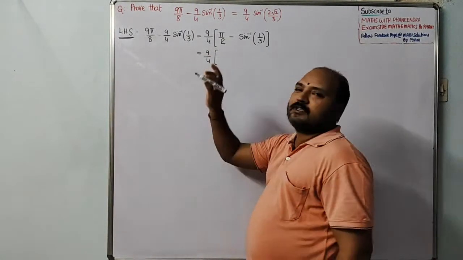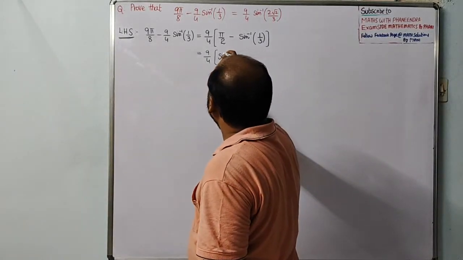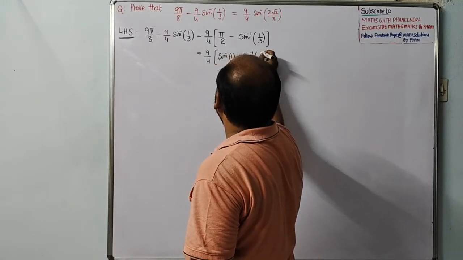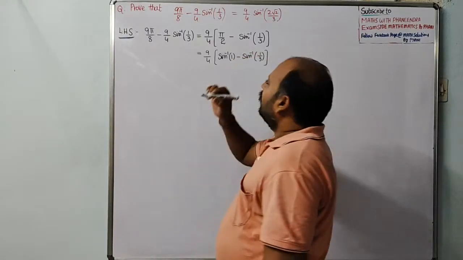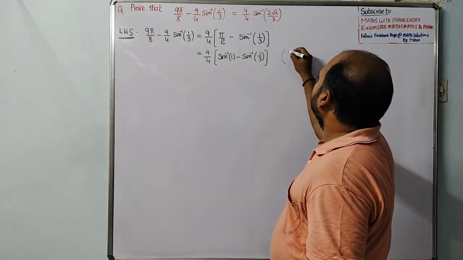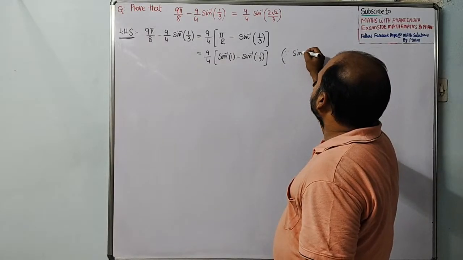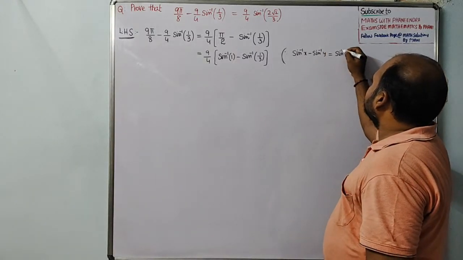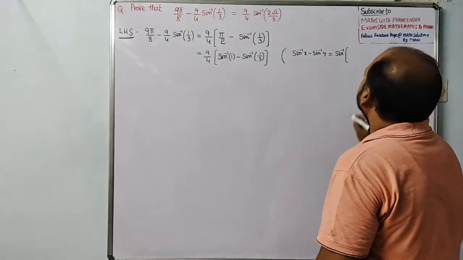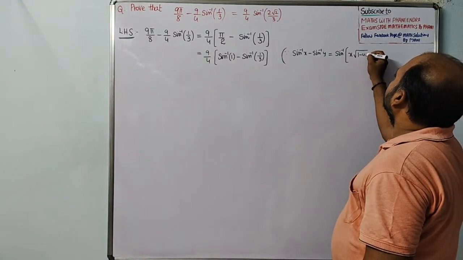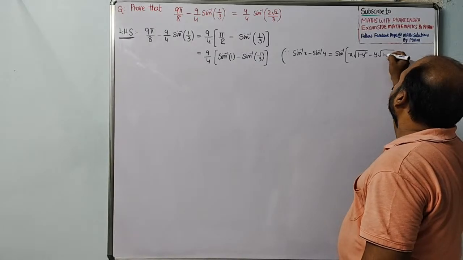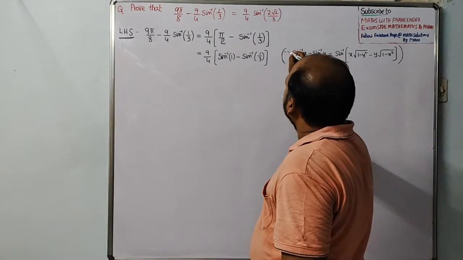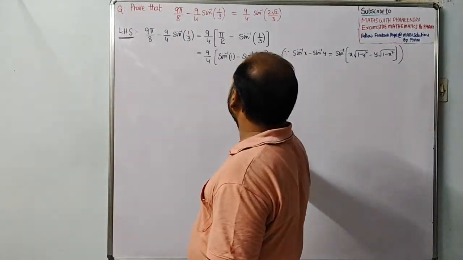9 by 4. This pi by 2 we can write as sine inverse 1, or not? Minus sine inverse of 1 by 3. We have the formula: sine inverse x minus sine inverse y is equal to sine inverse of x into root of 1 minus y square minus y into root of 1 minus x square. Are you getting, all of you? So x is 1, y is 1 by 3.